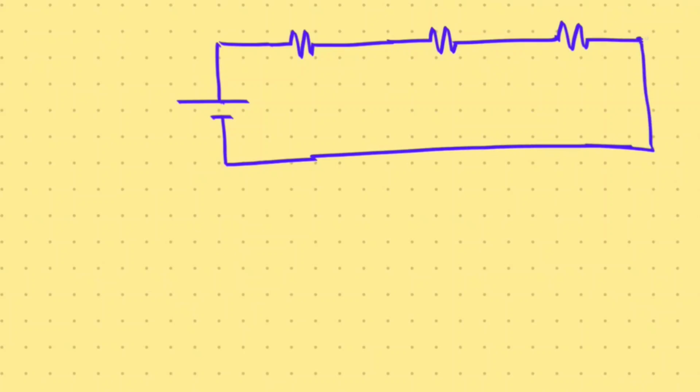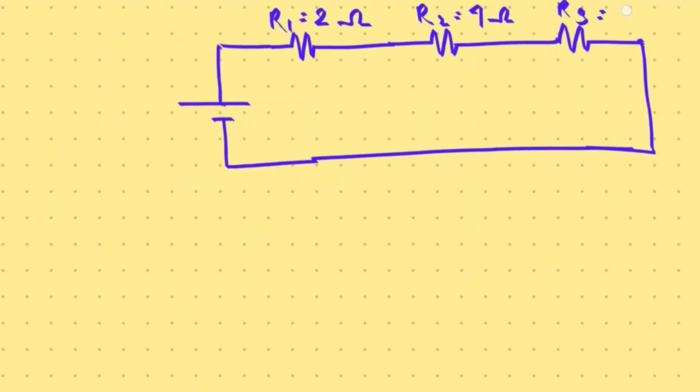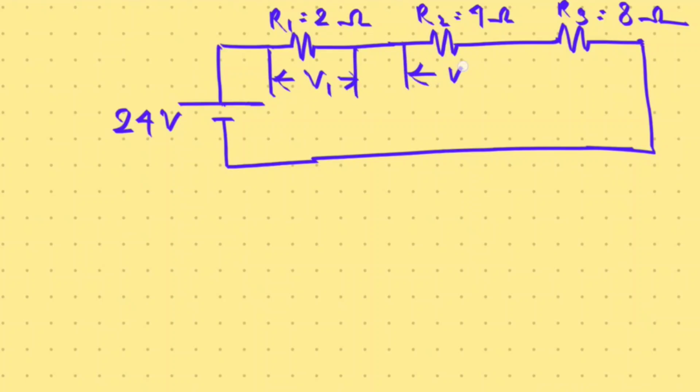Okay, now let's take an example where three resistances are connected with a voltage source. This is the voltage source and these three resistances are connected in series. R1 is equal to 2 ohm, R2 is 4 ohm, and R3 is 8 ohm, and the voltage of this voltage source is 24 volt. Now we need to find the voltage drops V1, V2 and V3. By applying the voltage divider rule, we can easily find V1, V2 and V3.